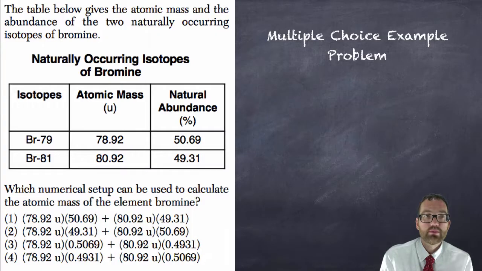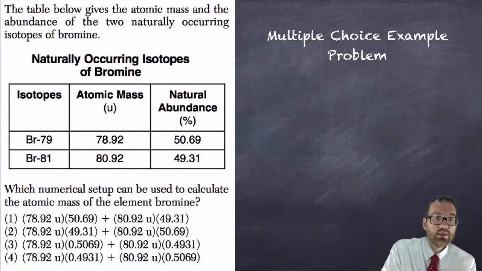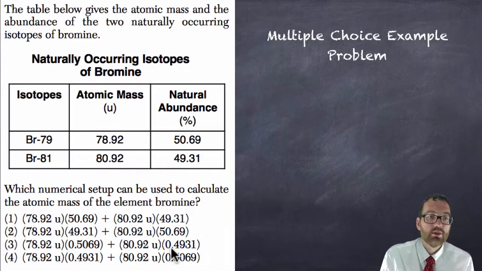Let's try the next one. The table below gives the atomic mass and the abundance of 2 naturally occurring isotopes of bromine. Which numerical setup can be used to calculate the atomic mass of the element bromine? And it looks like the answer is choice 3. So choice 3 is taking the masses, 78.92 AMUs and 80.92 AMUs, and multiplying them by the natural abundance, but as a decimal, not as a percentage. So choice 3 is our correct answer here.